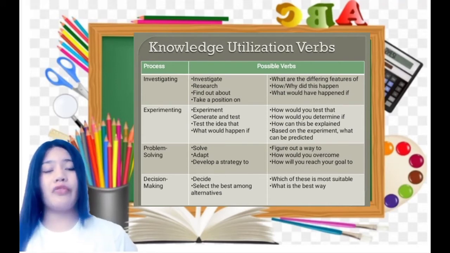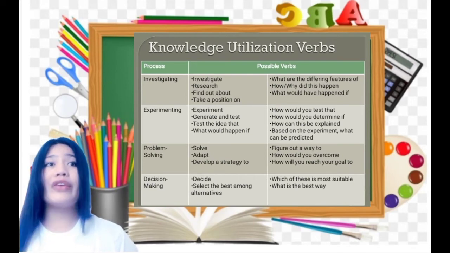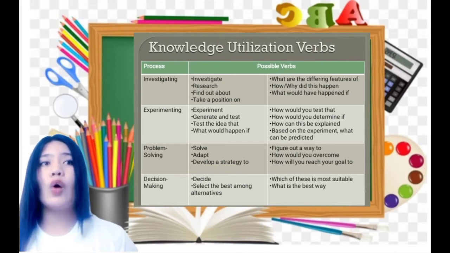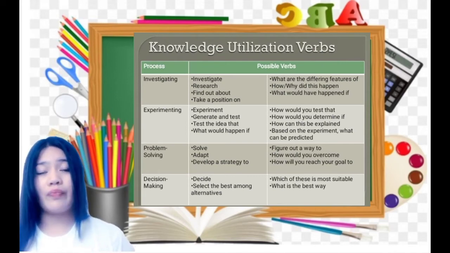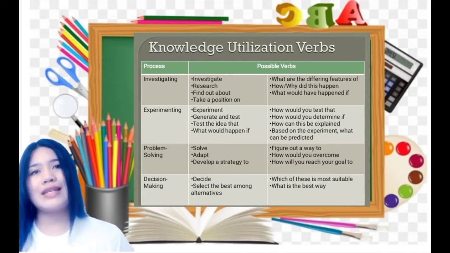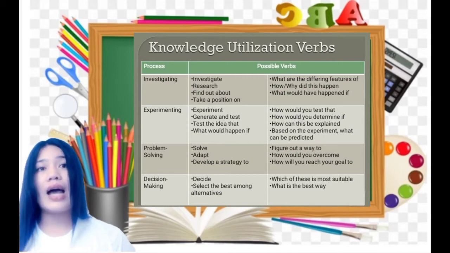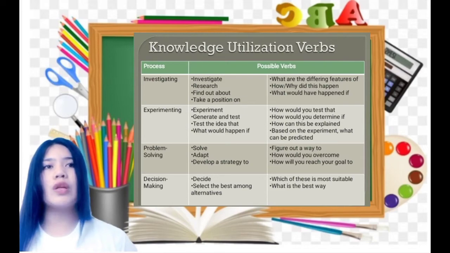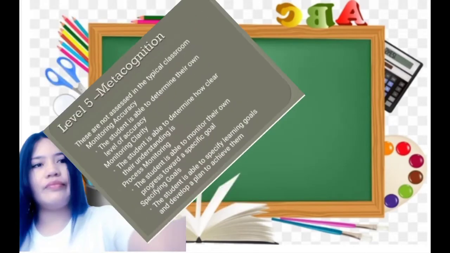In problem solving: solve, adapt, develop a strategy, figure out a way to, how would you overcome, how will you reach your goal. And lastly, decision making: decide, select the best among alternatives, which of these is most suitable, and what is the best way.